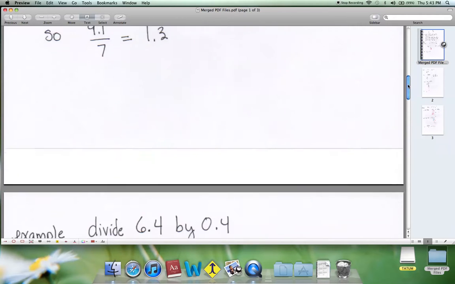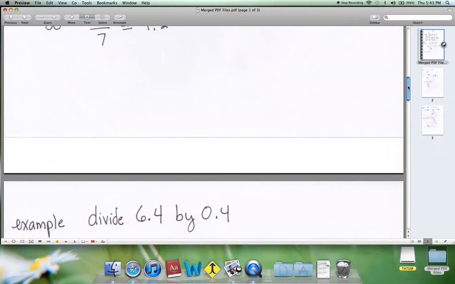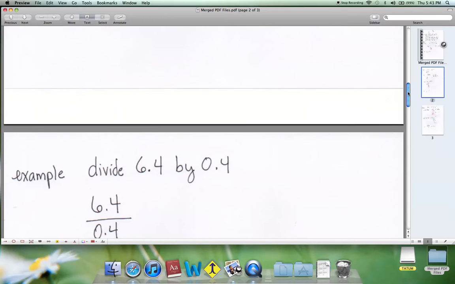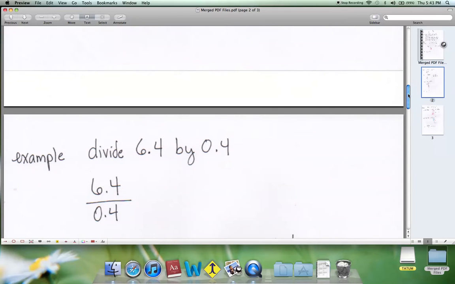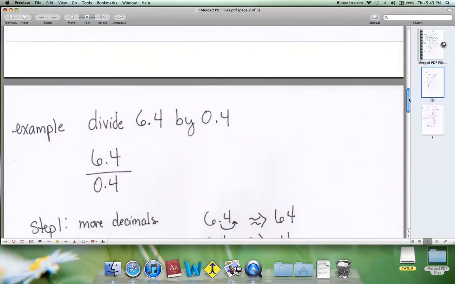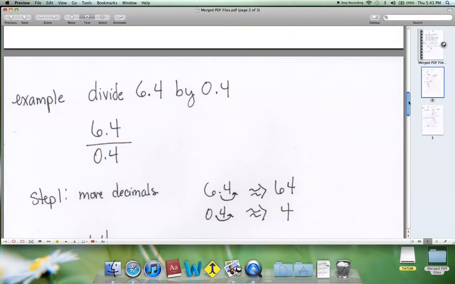All right, let's look at a second example. Divide 6.4 by 0.4. Another way to see this is that our 6.4 is our numerator and our 0.4 is our denominator. Both of these numbers have a decimal in them, and we still want to make both of them whole numbers. So first we're going to move our decimals.